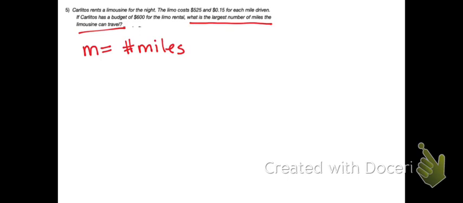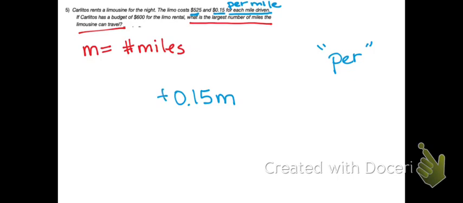And then when you see the word per, that means you are multiplying that variable by some number. So like here, it says the limo costs $5.25 and 15 cents for each mile driven. For each mile driven, that's like saying per mile. So if you just drove 1 mile, they're just going to charge you 15 cents. But if you drove 10 miles, they're going to charge you 15 cents times 10. You're multiplying the 15 cents by the number of miles you drive. And then again, the $5.25.